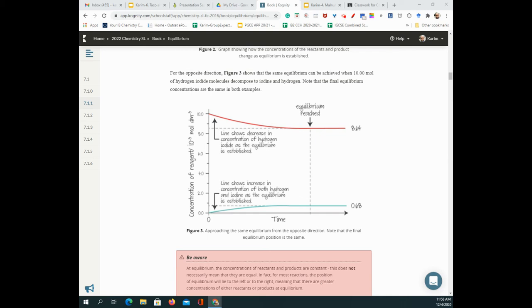So we could say that the concentrations of reactants and products are constant, but that doesn't mean that they are the same, that they are equal, okay? And actually what happens in real life is that the equilibrium will lie to one side of the reaction. What do I mean by that? It will lie either to the left or to the right of the reaction. That means that there are greater concentrations of either reactants or products at equilibrium.